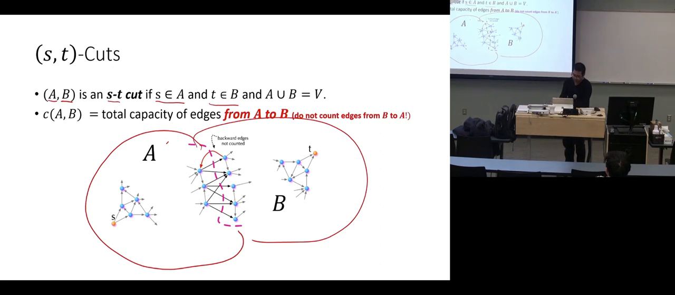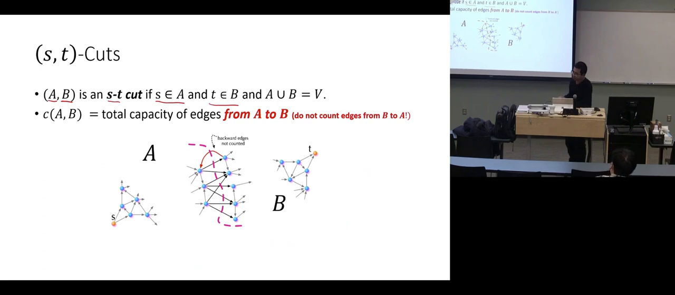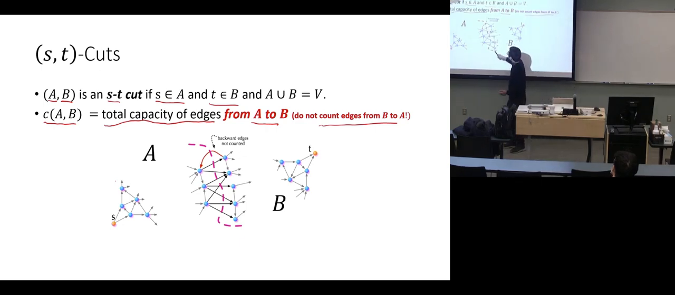Okay. So that's what we call an ST cut. It's simple. And we will say that the capacity of this cut, the total capacity of a cut AB, is just the sum of the capacity of edges from A to B. And importantly, I don't count the capacity of edges from B to A. So if you have this cut, then I count the capacity of every edge from A to B. For the edges that go in this direction, we don't count the capacity. That's the capacity of a cut.